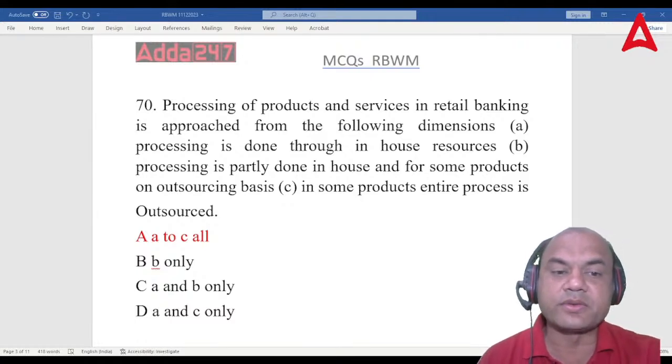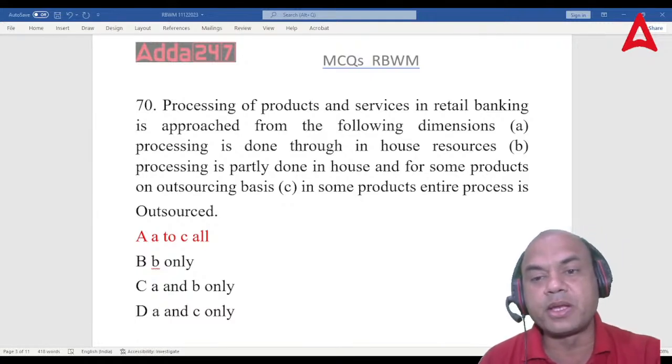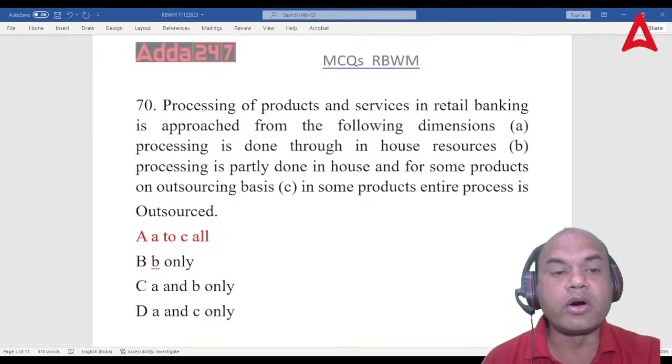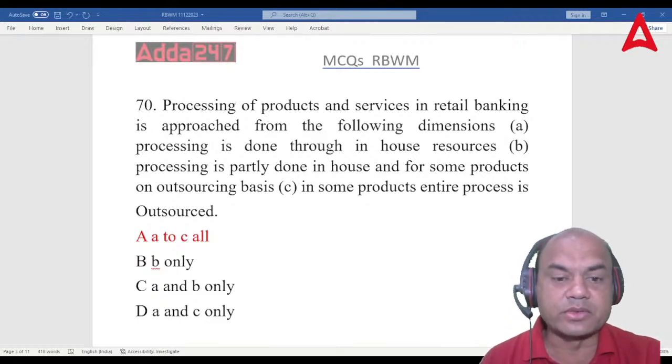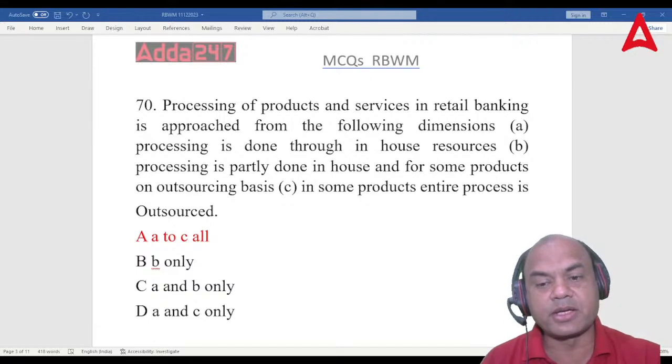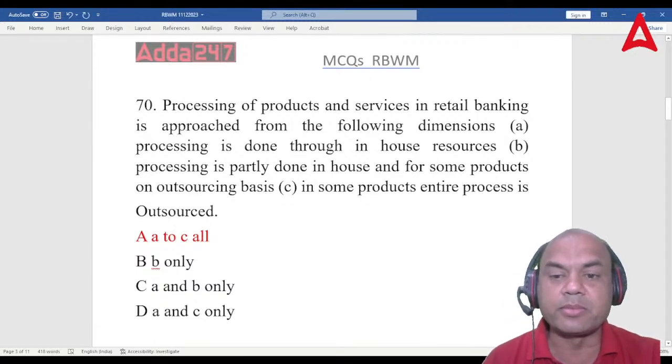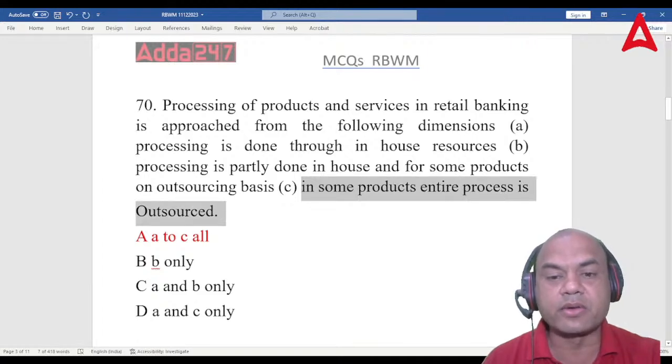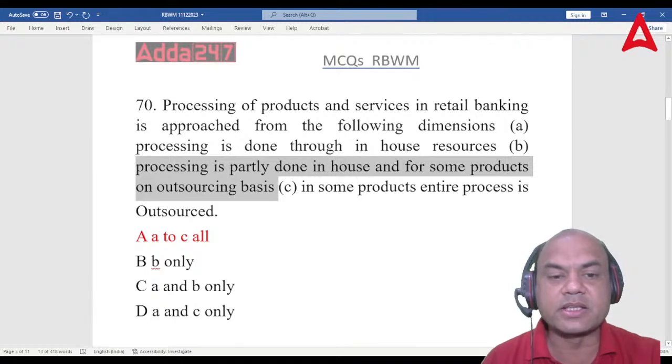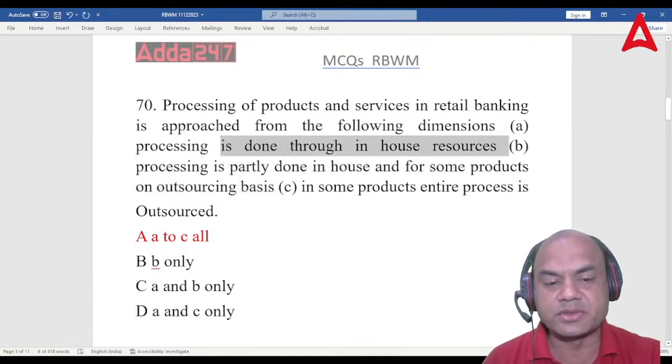Processing of products and services is approached via complete in-house, or partial outsource, or complete outsource. In foreign banks, they generally do complete outsource. Partial outsourcing is done in Indian private banks, and this is generally done in nationalized banks in-house.